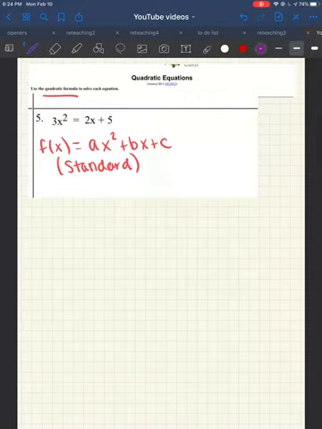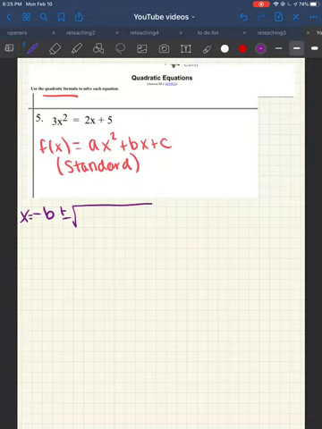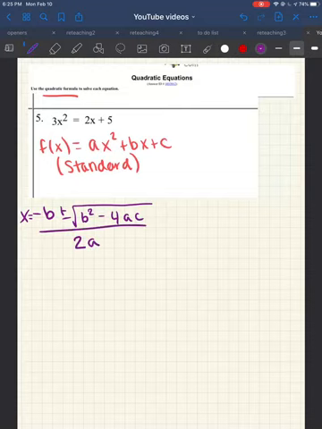Okay. The quadratic formula will be x equals negative b plus or minus the square root of b squared minus 4ac, all over 2a.